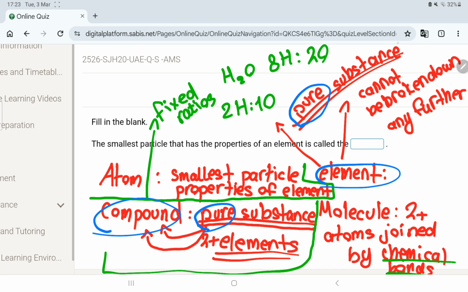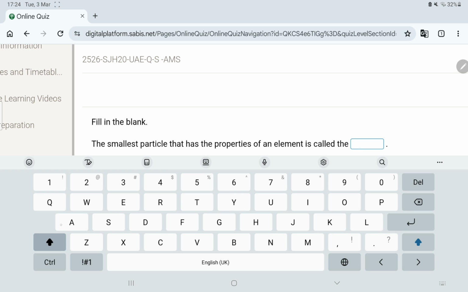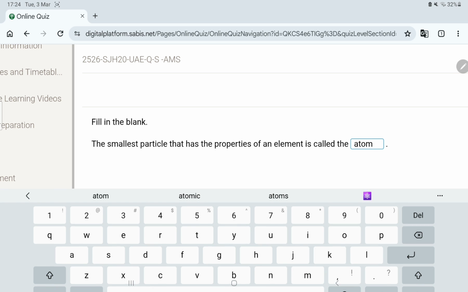This is wrong. So for compound, so atoms, smallest particle, properties of the element. A compound is a pure substance in fixed ratios that has 2 or more elements. An element is a substance that cannot be broken down any further. And a molecule is 2 or more atoms joined by chemical bonds. So let's see. The smallest particle that has the properties of an element, what did we say that is? That is an atom. It's called the atom.